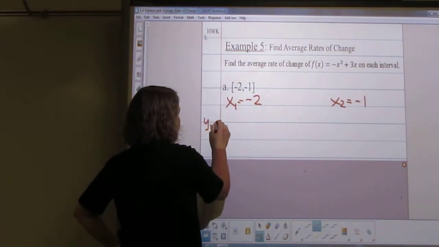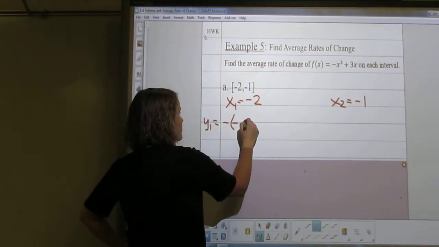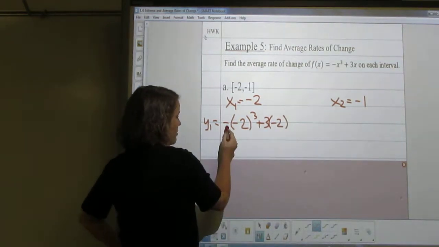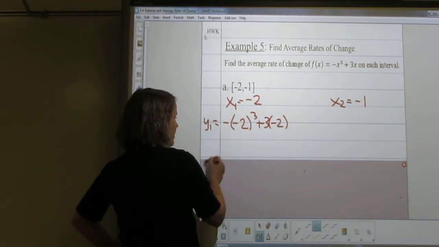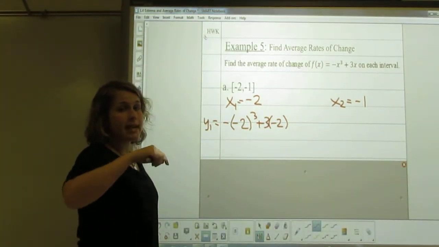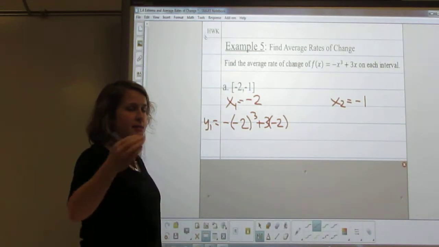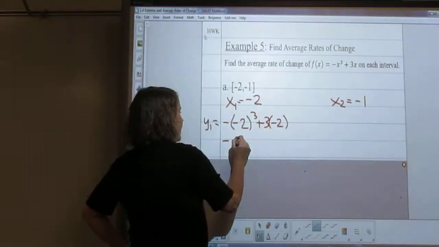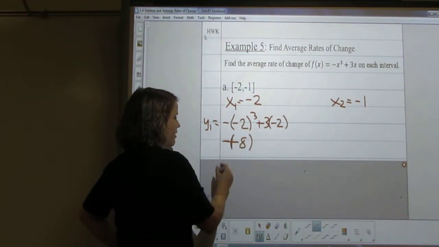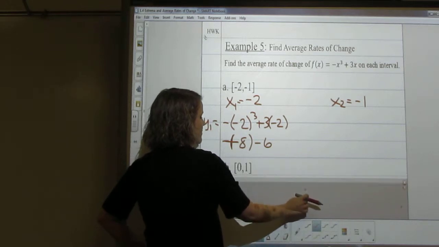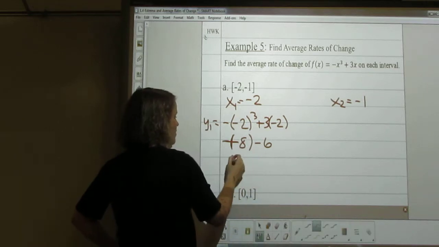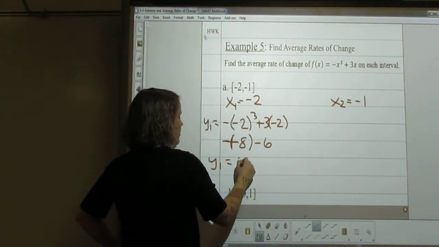So to get y1, we have negative (-2) cubed plus 3 times -2. And remember, you have a negative on the outside, and a negative on the inside. So (-2) cubed is -8, because remember, -2 times -2 is +4, times -2 is -8. So now you have -(-8), so that becomes a positive 8. Then -6. So then your y1 value is going to be 2.